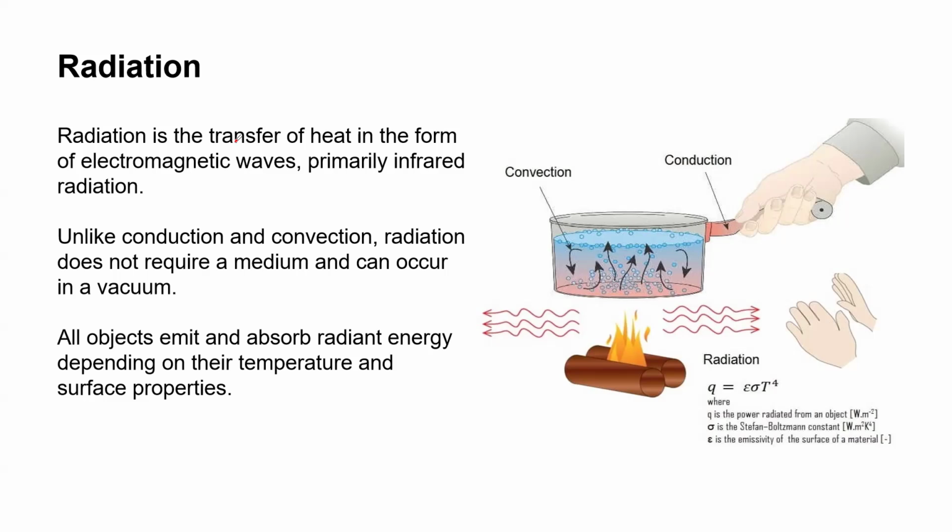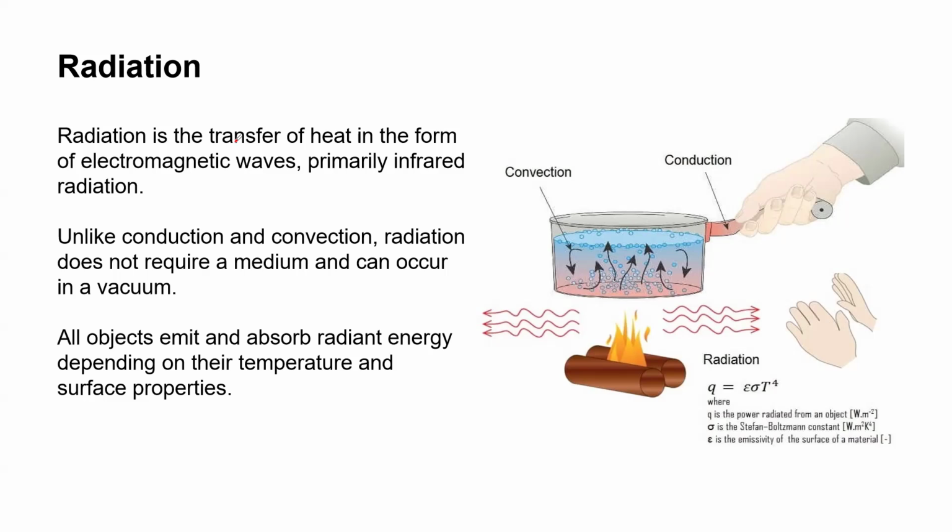Convection requires a liquid medium. Conduction requires a solid medium, while radiation doesn't require a solid or liquid medium. So it doesn't require a medium at all, and can occur in a vacuum where there is no air. All objects emit and absorb radiant energy depending on their temperature and surface properties.